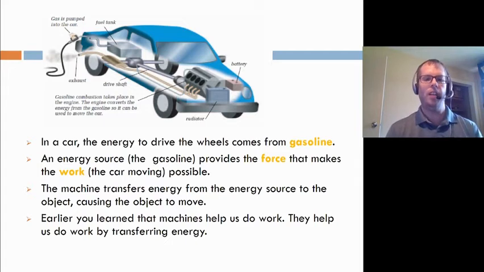And earlier you learned that machines help us to do work, and they do that because they help us do work by transferring energy. One thing you're going to learn is that when we use machines, it's not that we do less work. The same amount of work will need to be done. But going back to previous lessons, you know that using a machine either gives you a force advantage or a speed advantage. Okay, and so that's what you need to think about.